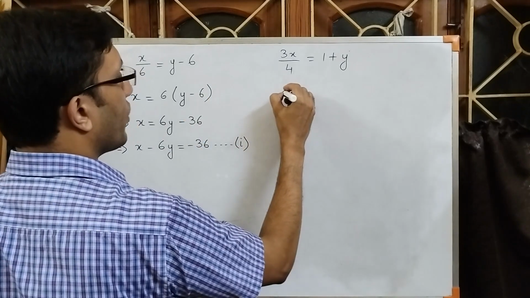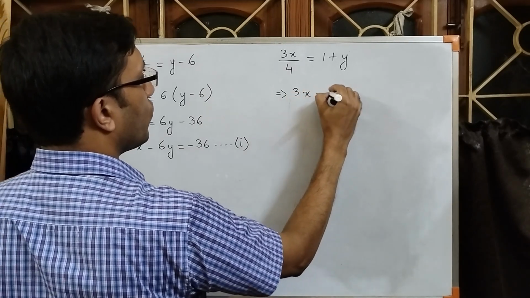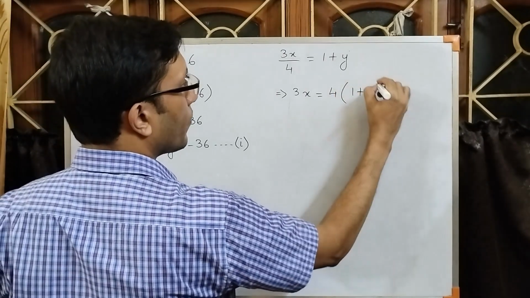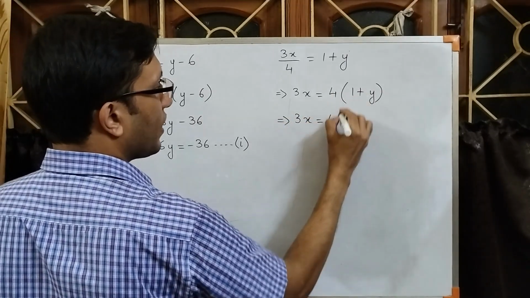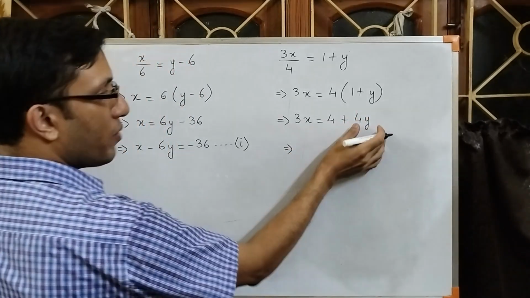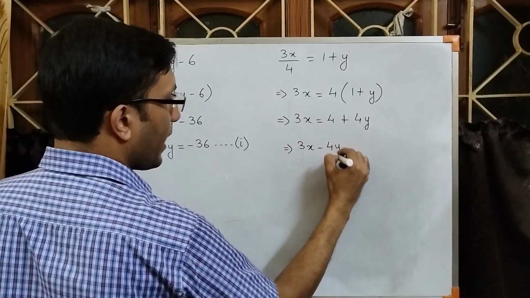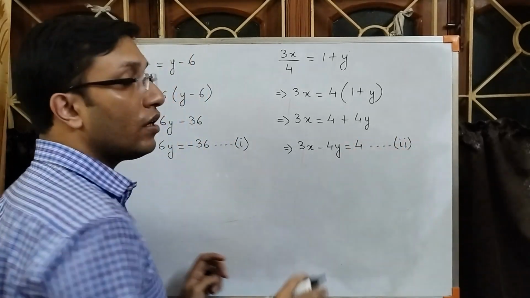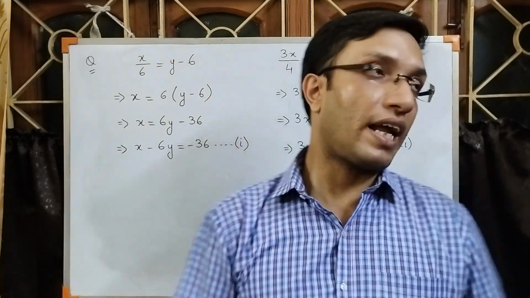The same thing we are going to do over here. So 3x is equal to 4 multiplied with the whole of 1 plus y. So we get 3x is equal to 4 into 1, that is 4, plus 4 into y, that is 4y. Now again we are going to bring this 4y on the left side. So 3x minus 4y is equal to 4. This is the alternative form of our equation number 2. We have converted both of them from fractional form into single straight line form.